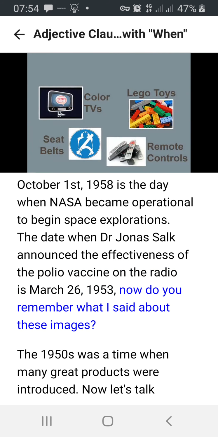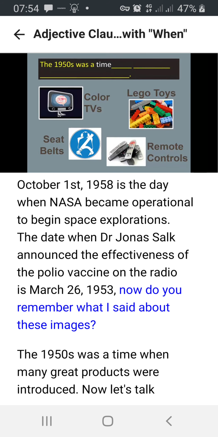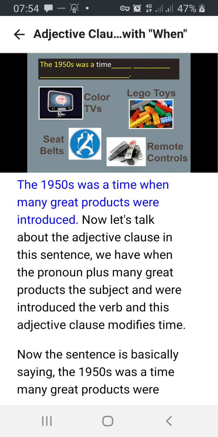Now, do you remember what I said about these images? The 1950s was a time when many great products were introduced.